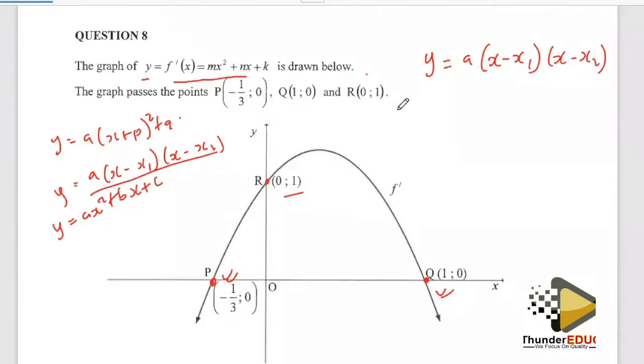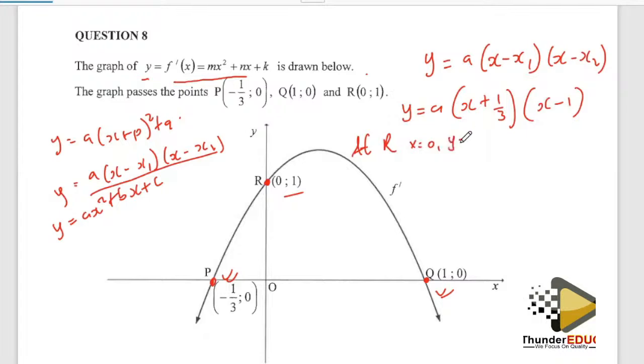Then I'll do the substitution. So my y is equal to a into, I'll maintain the x, and then I'll change this sign. Since it's a negative, now it's going to be a positive 1/3. Then I'll multiply that with this. Since it's a positive, then it's going to be a negative. Then for me to get my value of a, I can look at the point R. At R, x is 0, and then y is 1.